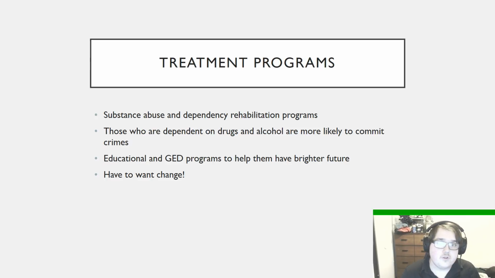There's also some treatment programs the prison's going to have. There's 2 main ones. The first one's substance abuse and dependency rehab programs. They're mainly for people who rely on drugs and alcohol to get through their life, and those who rely on drugs and alcohol are more likely to commit crimes than those who don't. There's also educational and GED programs to help them have a brighter future and hopefully get a job after prison. This can be pretty difficult though, because they still have that prison record with them.